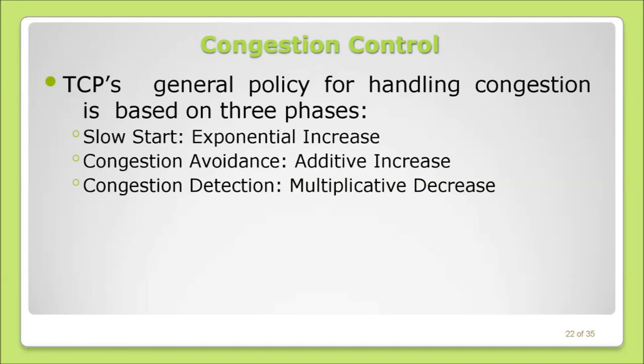So in the definition on our slide, TCP's general policy for handling congestion is based on 3 phases. First of all is slow start, which is exponential increase. Next is congestion avoidance, which is additive increase. And the last one is congestion detection, which is multiplicative decrease. So first of all, what is slow start?